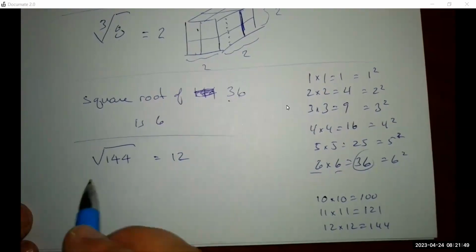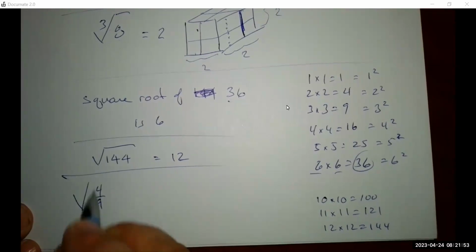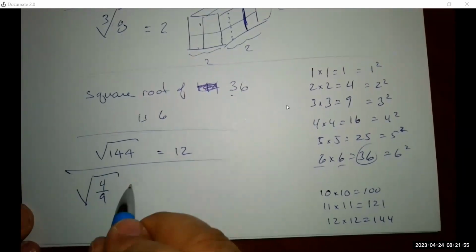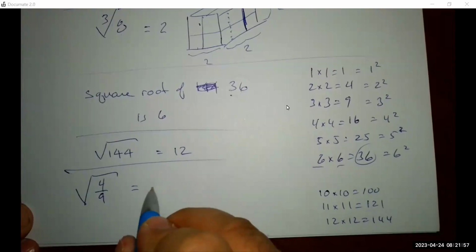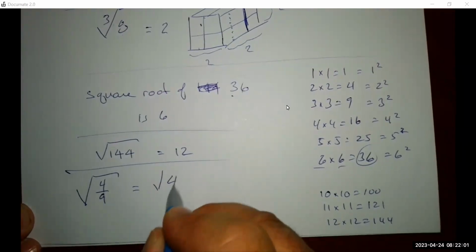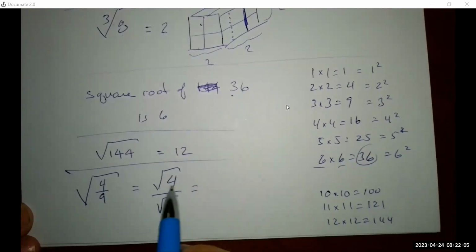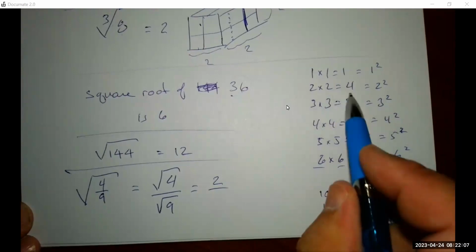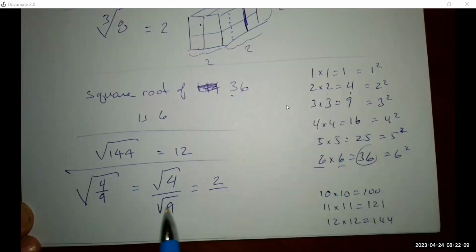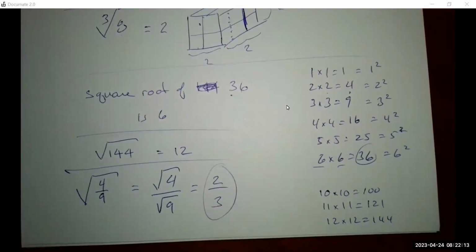Oh, also works with fractions. If you have a fraction, and this doesn't work out inside here, you can split them up. So what's the square root of 4? 2. Square root of 9, made up of 3's. So the answer is 2 over 3.